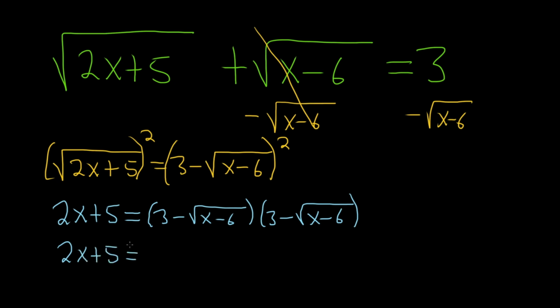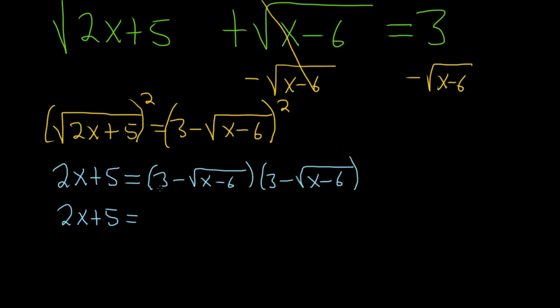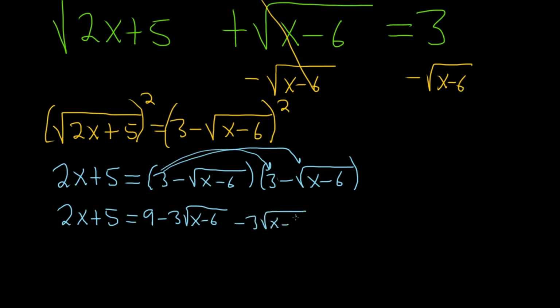On the right-hand side, we can just distribute. We take the 3 and multiply it by both of these, and then take the square root and multiply it by both of these. So 3 times 3 is 9. And then 3 times this would be minus 3 square root x minus 6. It's really FOIL: first, outside, inside, and then last. Maybe that's why it's called last. Negative and negative is positive. And the square root of x minus 6 times the square root of x minus 6 is just x minus 6. The square roots go away when you do that.